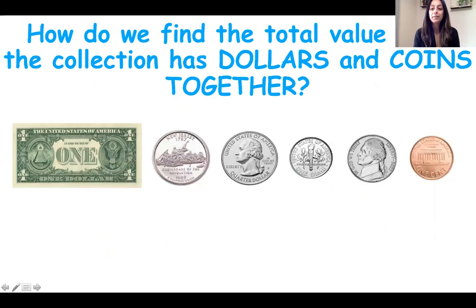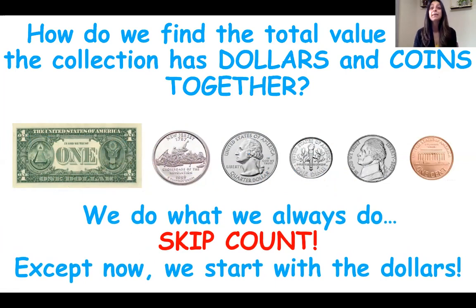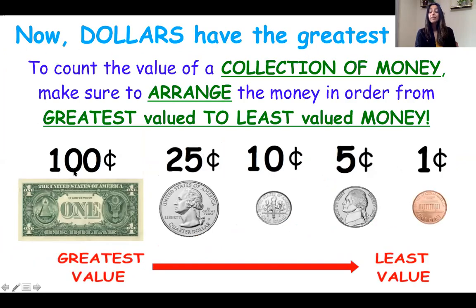So, the big question of the day is, how do we find the total value when the collection has dollars and coins together? Well, guess what? We do what we always do. We skip count, except now we start with dollars. So we still skip count by ones, fives, tens, 25s, the same way we used to, except our dollar is going to come first. Because now dollars have the greatest value, right?